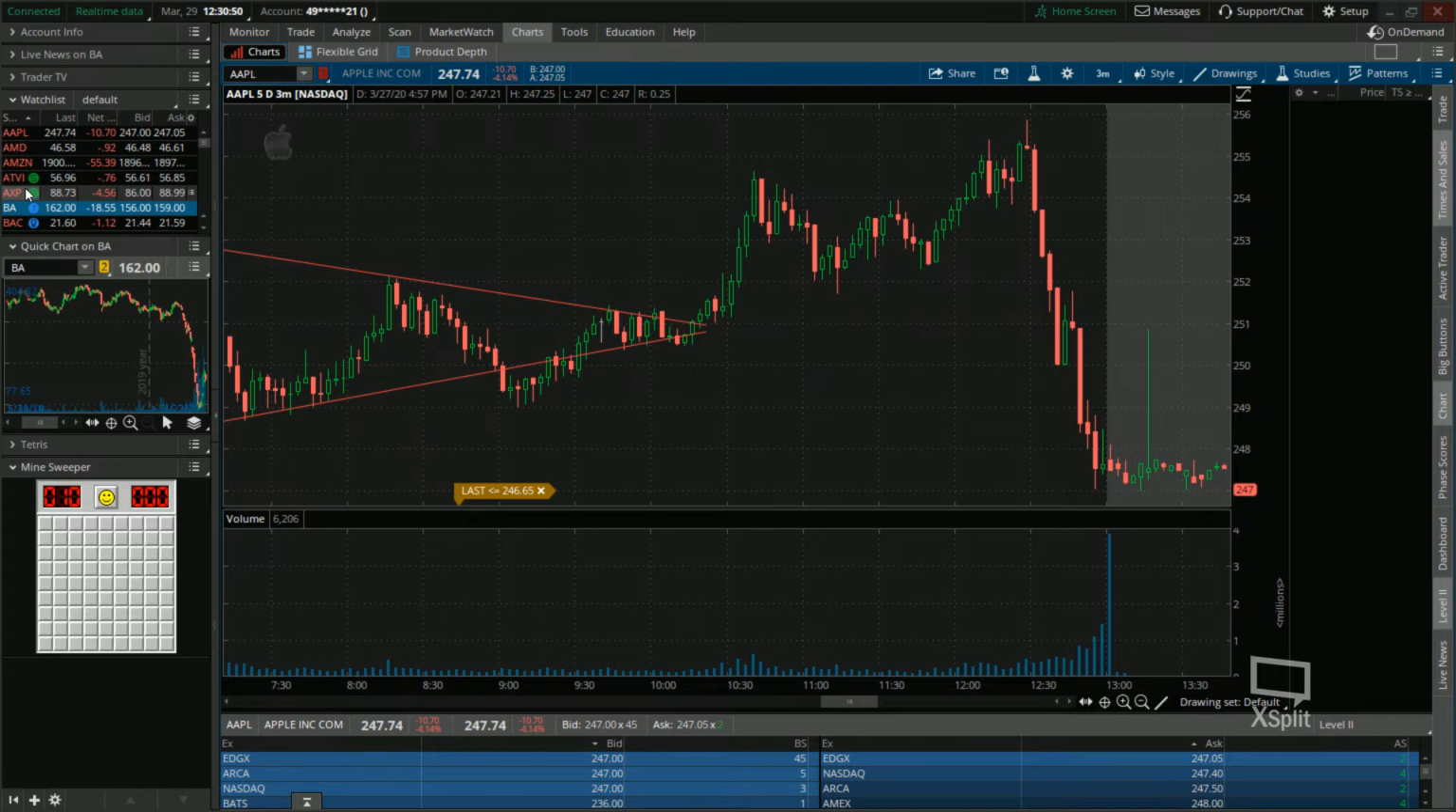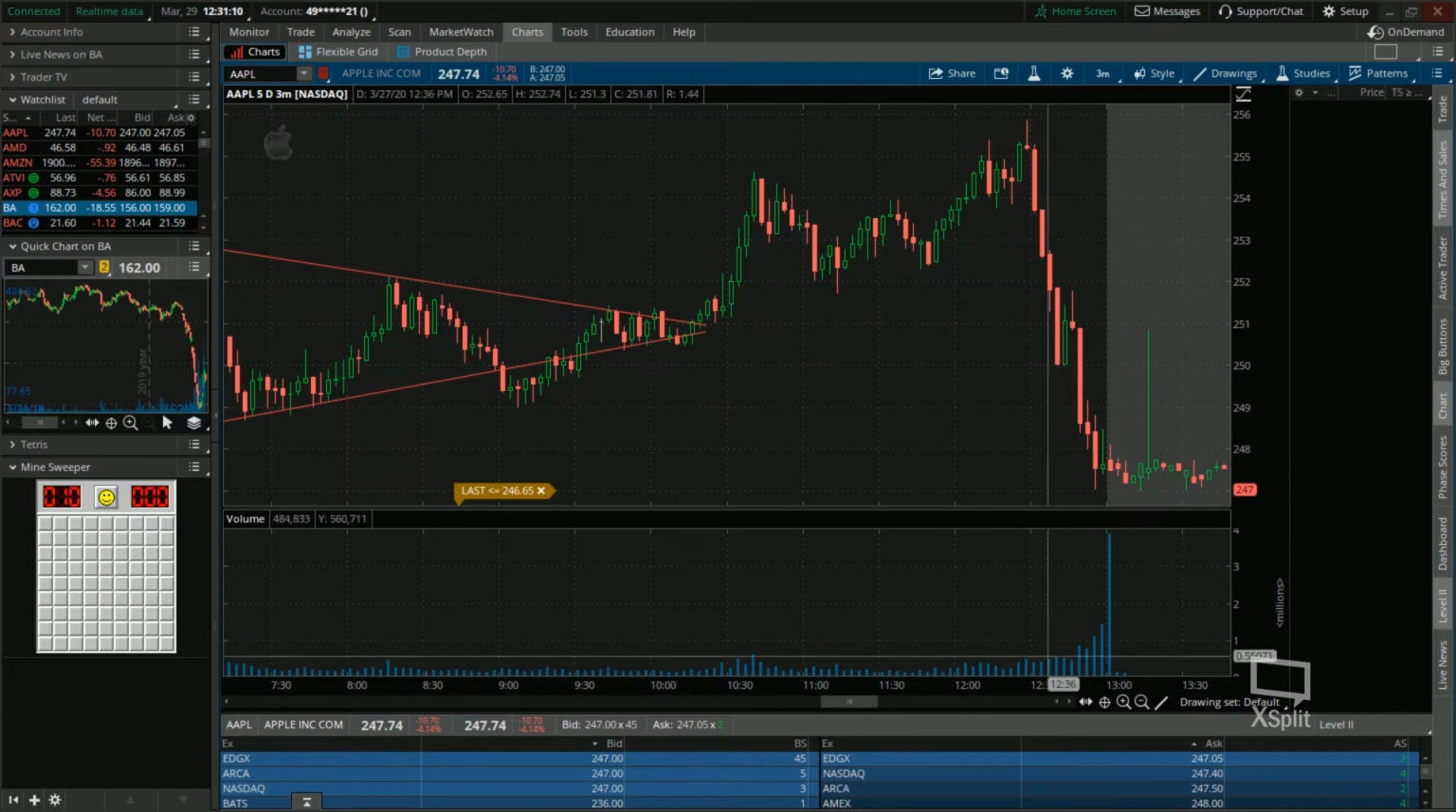Can you explain volume? Sure. So what is volume basically? Volume is the amount of people who are buying and selling at a certain time.